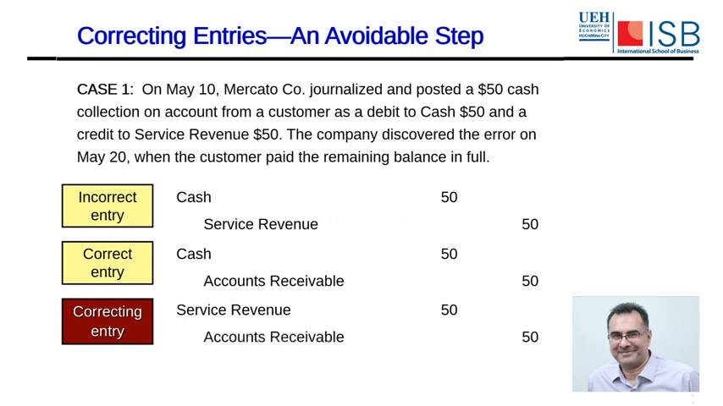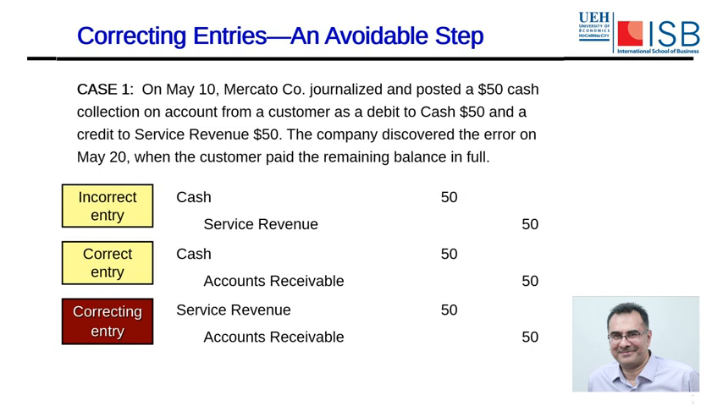Case number 1. On May 10th, Mercato journalized and posted a $50 cash collection on account from a customer as a debit to cash and a credit to service revenue. The company discovered the error on May 20th when the customer paid the remaining balance in full. So we already understand what the incorrect entry was. We know what the correct entry should have been, and we now know how to put through a correcting entry to fix the problem.